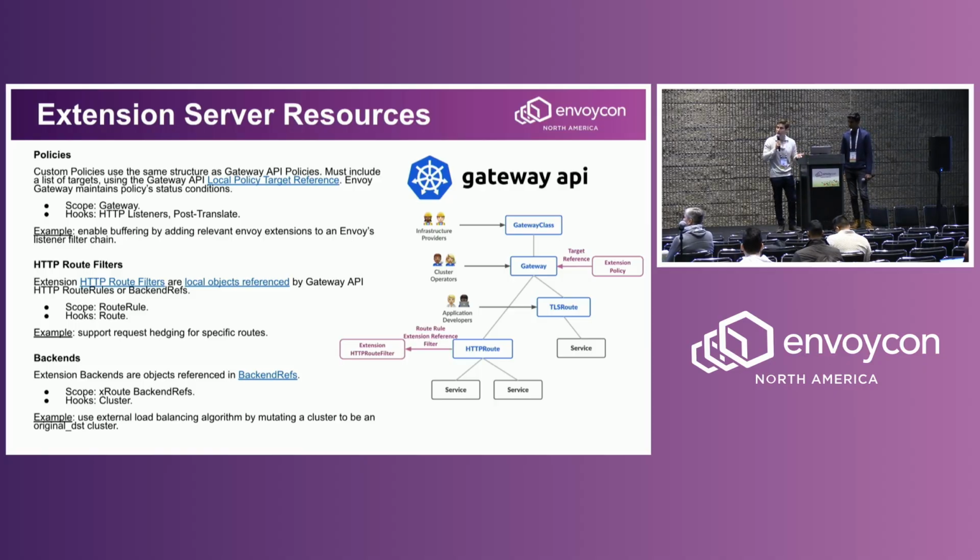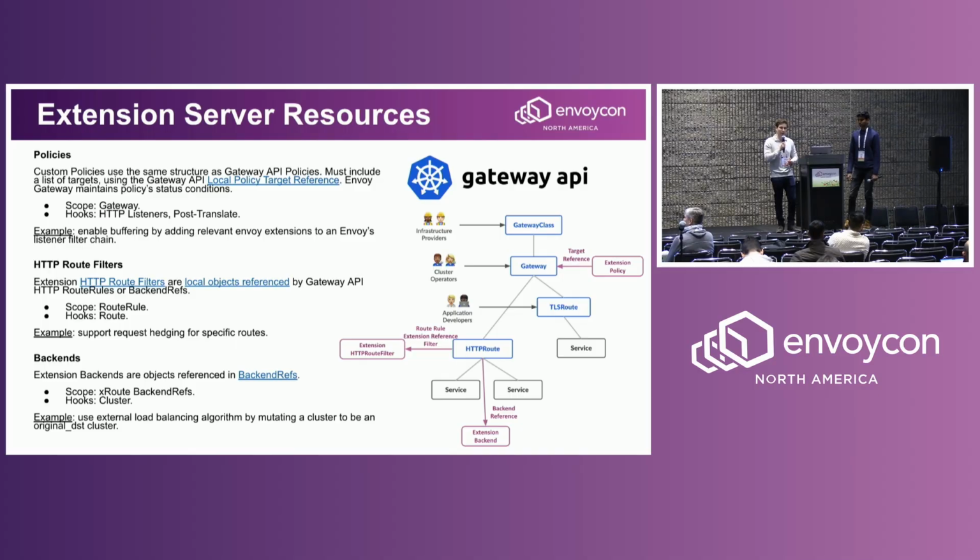In Gateway API, route filters are typically used to change traffic as it goes through the proxy, for example, rewriting URLs, but it's also possible to reference a custom extension ref filter that you as an extension developer can use to implement whatever route-specific feature you need. So for example, you can use this to implement request hedging for specific routes, which is currently unsupported in Envoy Gateway.